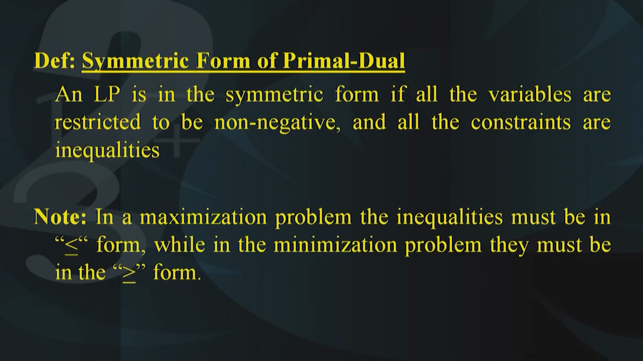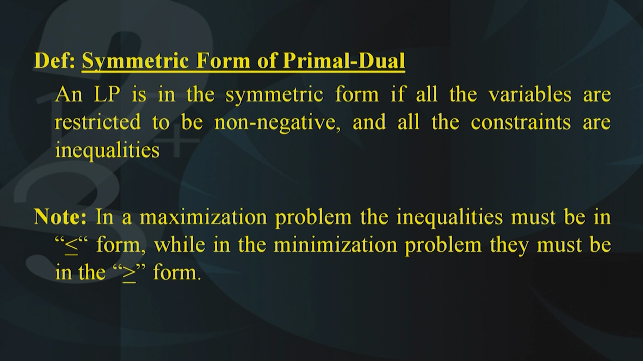So, therefore, we can give a definition of the symmetric form of the primal dual as follows. An LP is in the symmetric form if all the variables are restricted to be non-negative and all the constraints are of the form of inequalities. If both these conditions are satisfied in both the primal as well as the dual, then the primal dual is called a symmetric primal dual.